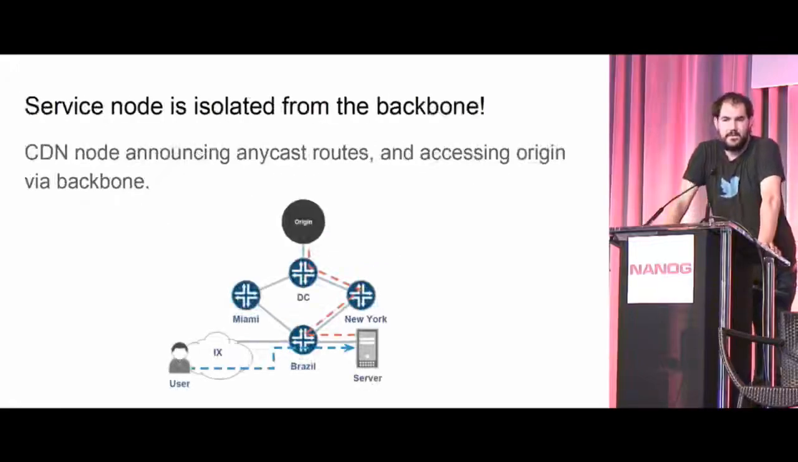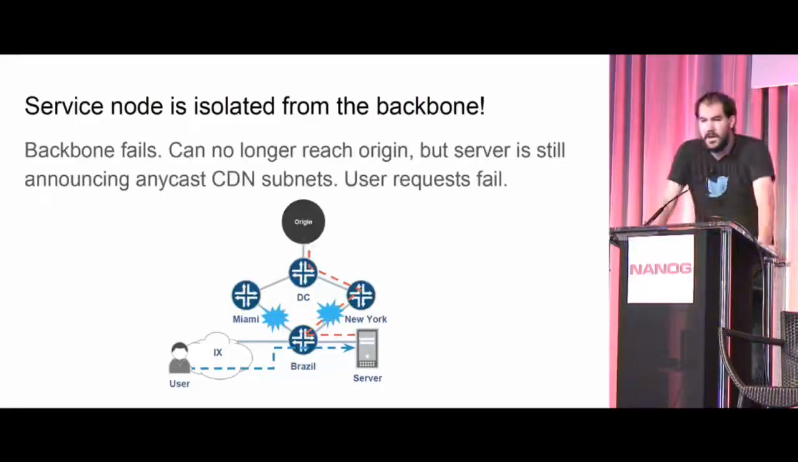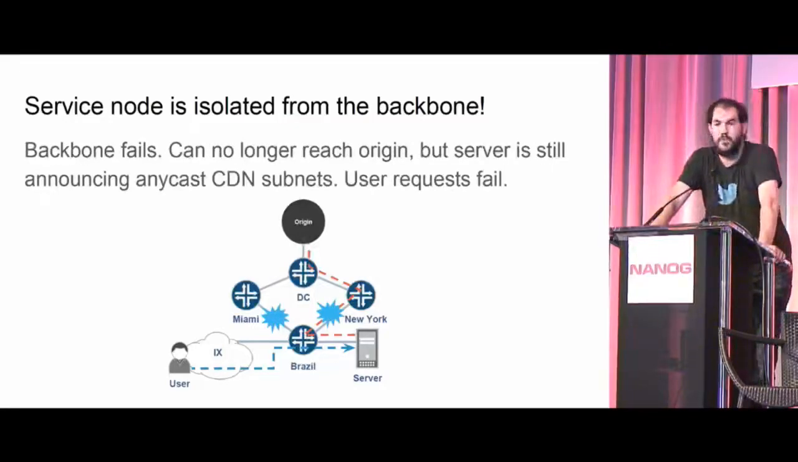The next example is if a service node is isolated from the backbone. It's basically the same scenario, except that rather than having a transit-based backhaul network, you're using your own backhaul. And in Brazil, at Twitter, we've found it's reasonably common that you lose multiple links at once because of the nature of that country. So you end up with no connectivity back. And again, the user is coming in across the internet exchange to a CDN server, which is still advertising its route to a router, and you're black holing your traffic.